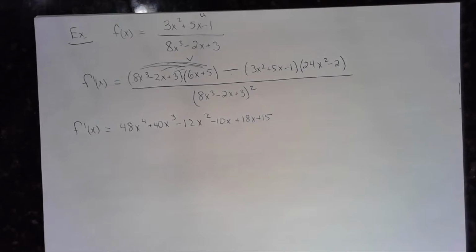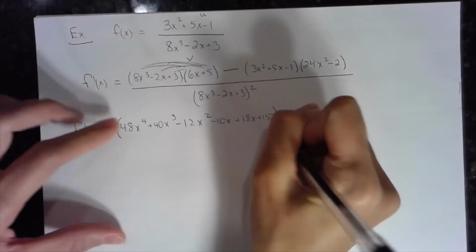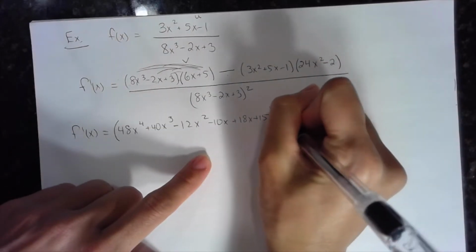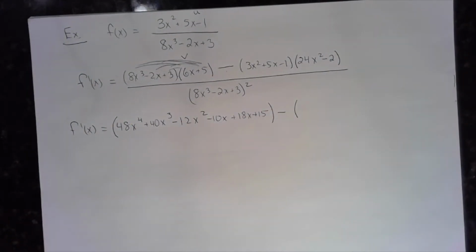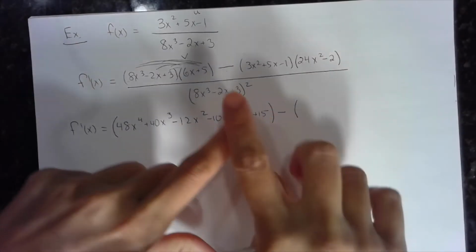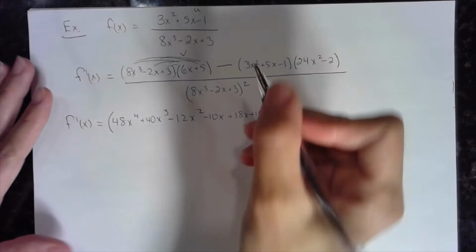Now I have to multiply this second thing here. And I'm going to put parentheses around this first product because I want to take this whole thing and subtract this whole next thing that I'm going to get. So the idea is that you recognize that negative has to distribute into whatever's left here. So now let's do the same thing.